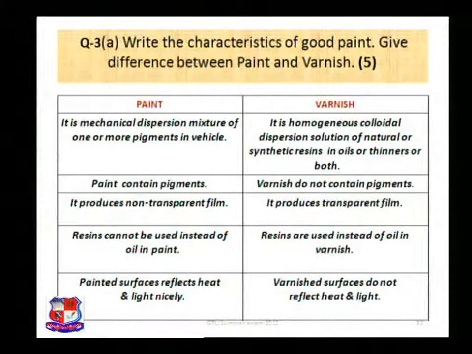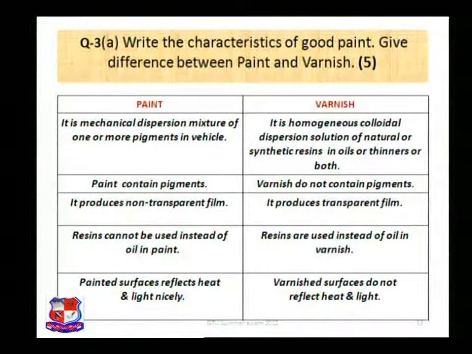Paint is a mechanical dispersion mixture of one or more pigments in a vehicle. Okay, so it means your pigments are mixed in the drying oil or in the vehicle. On the other side, varnish is a homogeneous colloidal dispersion solution of natural or synthetic resin in oil or thinner or both. It means in varnish, resin in oil or thinner or both is used. So these two are the definitions that you are supposed to write when describing the difference.